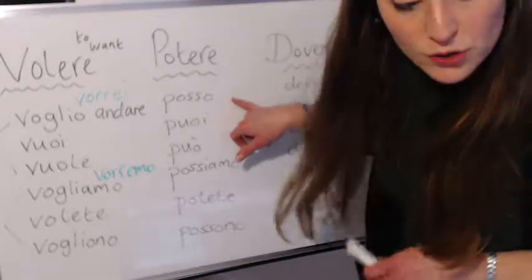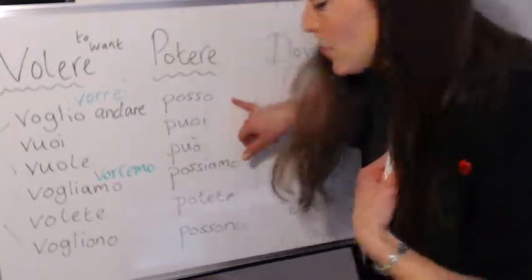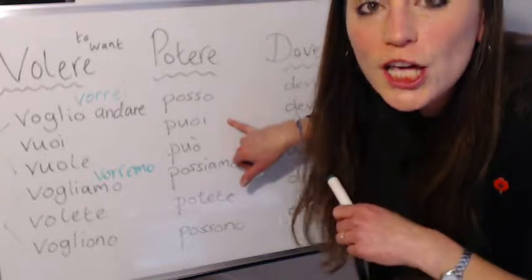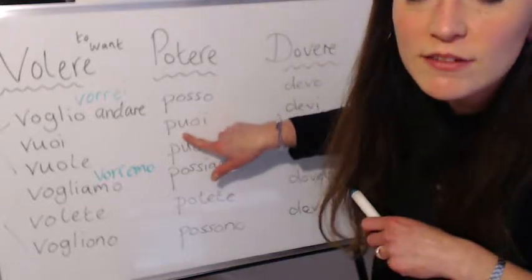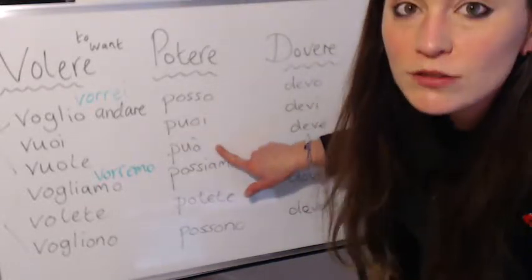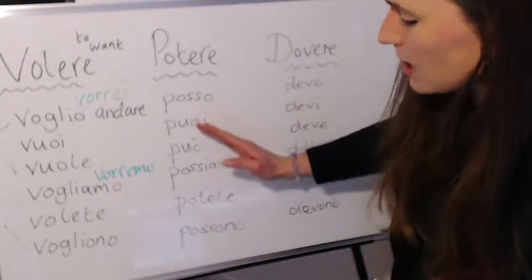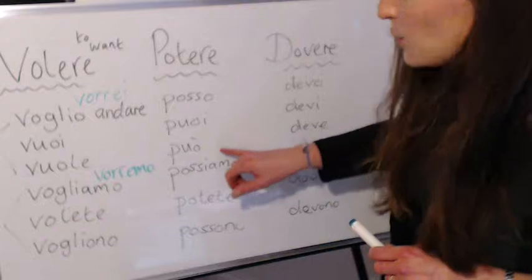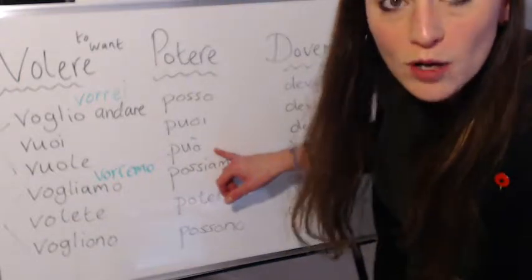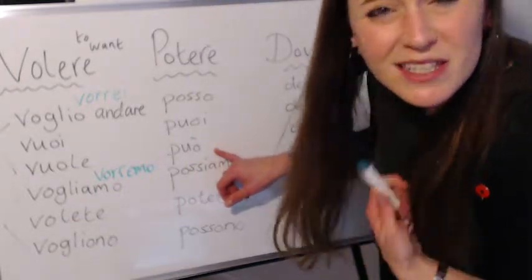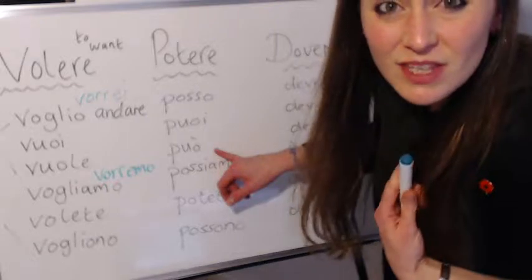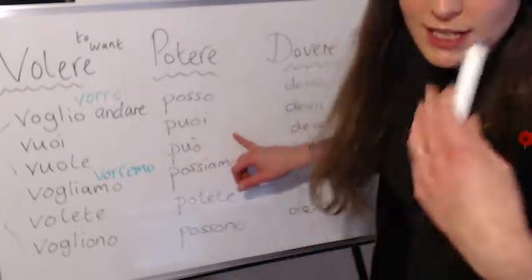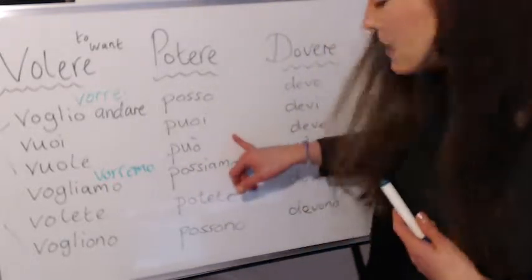So posso, io posso. Tu puoi, puoi, può. Remember there's a little accent down there, the accent grave, which means you sort of say it short. Può. Lei può parlare più lentamente, per favore, sì. Okay, so can you, in the lei form, speak more slowly, please?